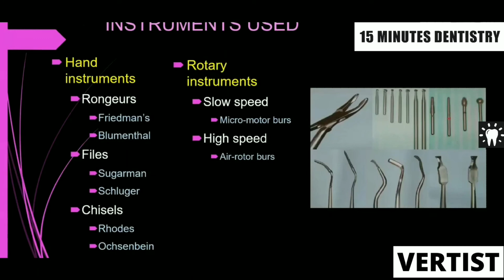These are a few instruments used for resective osseous surgery: hand instruments and rotary instruments. Hand instruments include rongeurs, files, and chisels. The slow and high speed burs are used in rotary.